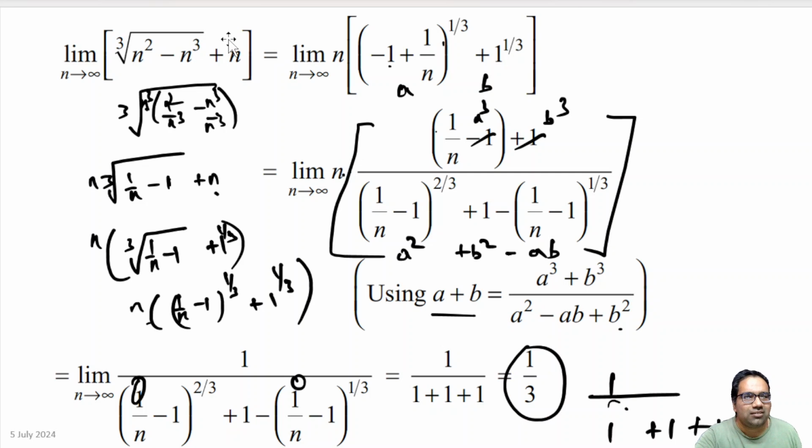Right guys, simple problem. The only trick here is to take this n cube outside and represent this in the form of a cube plus b cube by a square minus ab plus b square, and to convert everything into 1 by n format, so that 1 by n becomes 0 as n tends to infinity. Right guys?